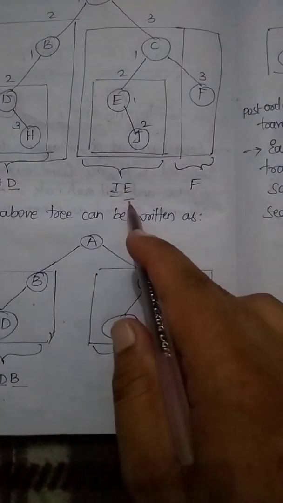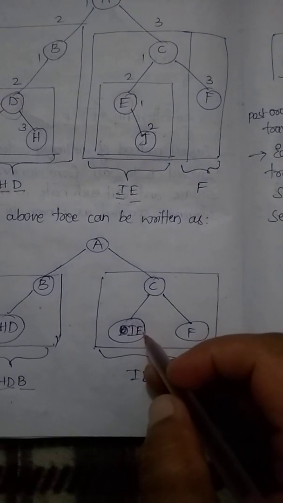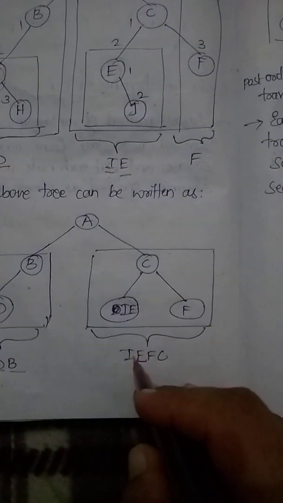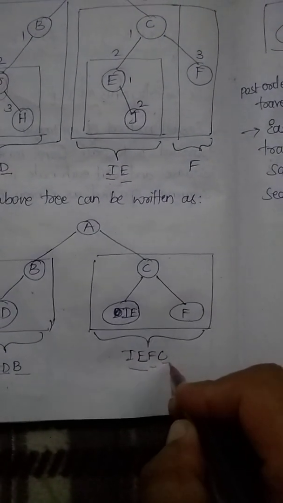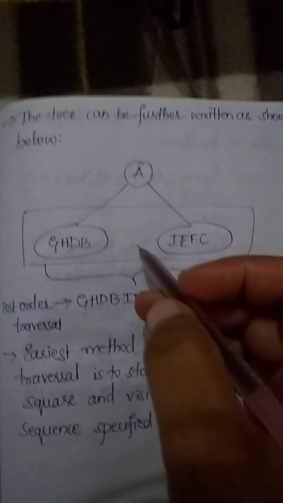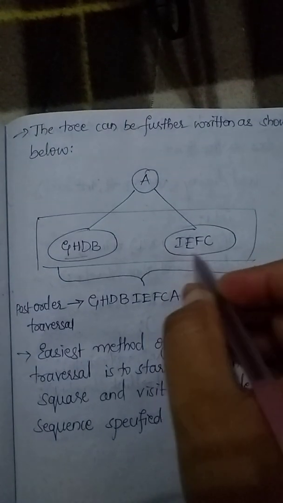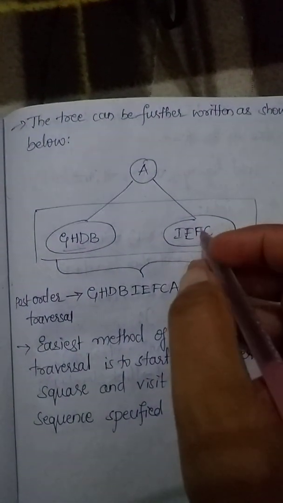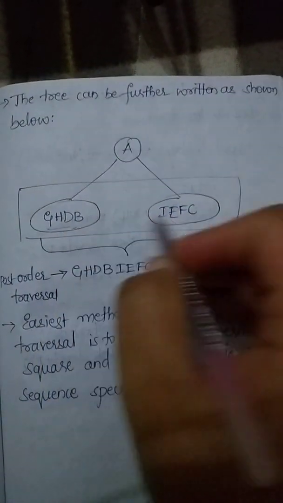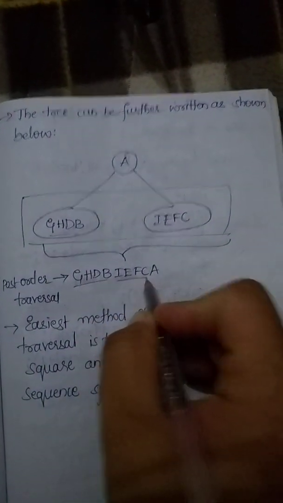Same thing will be conducted at the right sub part. So IE was obtained previously, so IE will be taken. Since it is post order, first left, then right, and then root, so IE, then F, then lastly C. This can be further simplified in this figure, where GHDB was the resulting node of the left subtree, and IEFC was the result at the right subtree. When I apply post order again recursively, since it will be left, right and root node, so left GHDB, then right IEFC, and then A.